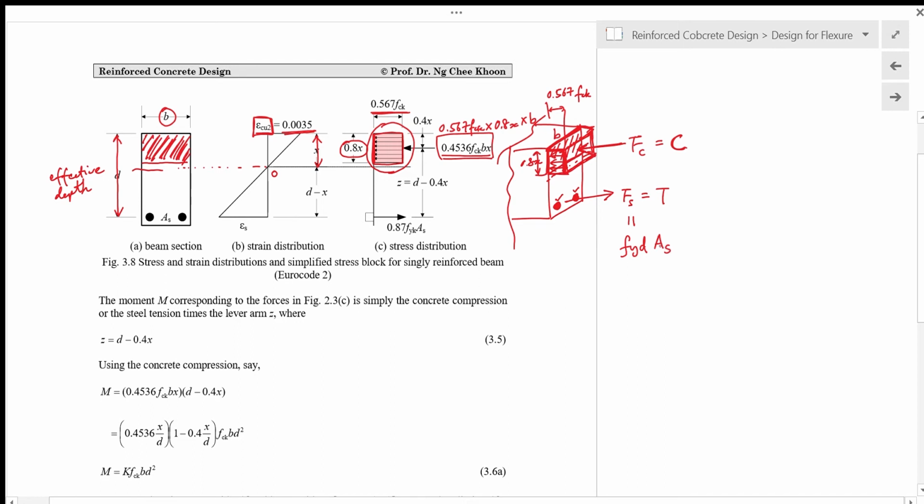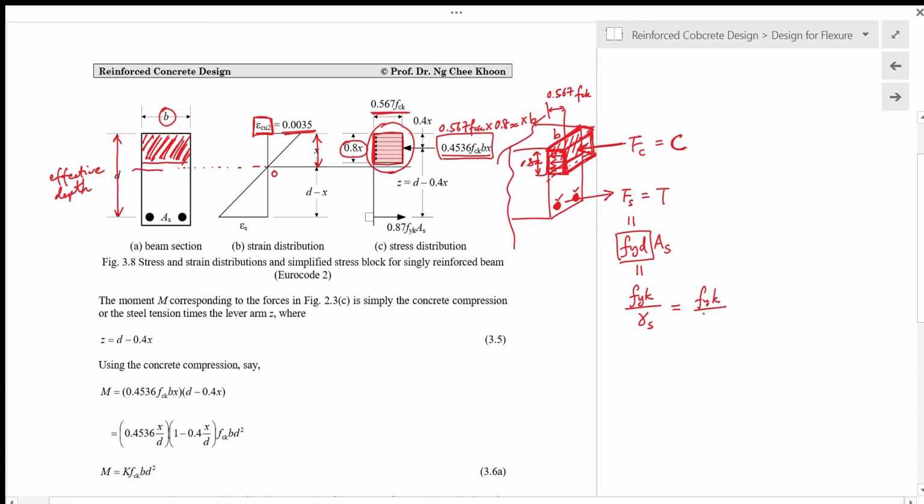Okay, so if we have two bars, then we just use As as the cross section of two round bars. Previously we have seen that the design stress in the steel is the characteristic strength of the steel divided by the partial safety factor gamma S. And for gamma S, in the design situation that we have chosen, that is the persistent situation, gamma S is equal to 1.15.